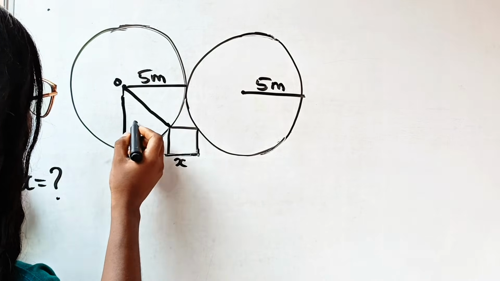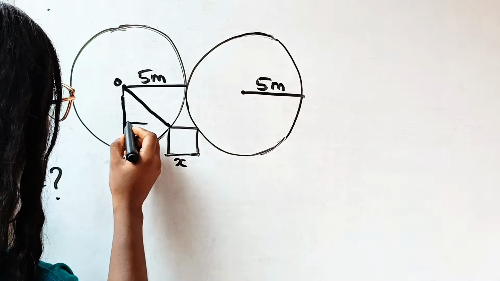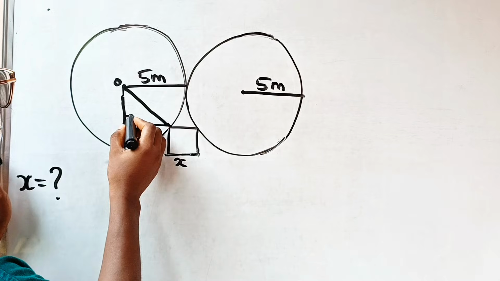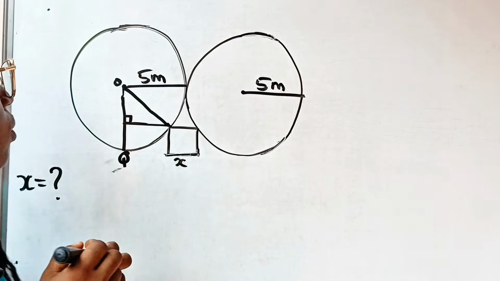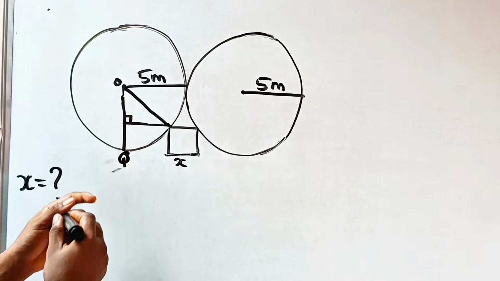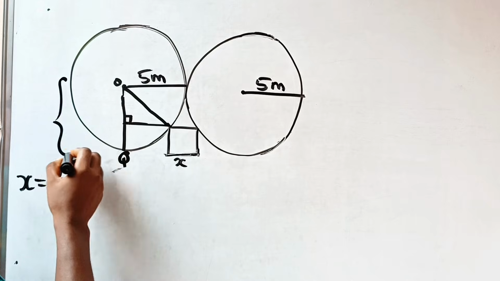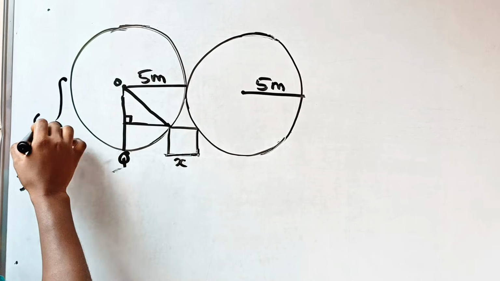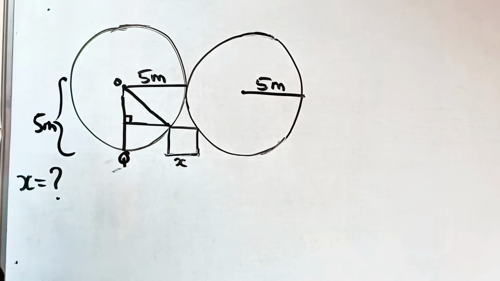Let's complete this and make this a right angle. If we drop a perpendicular from here, then we have a right angle. Okay, so OQ is equal to 5 meters.